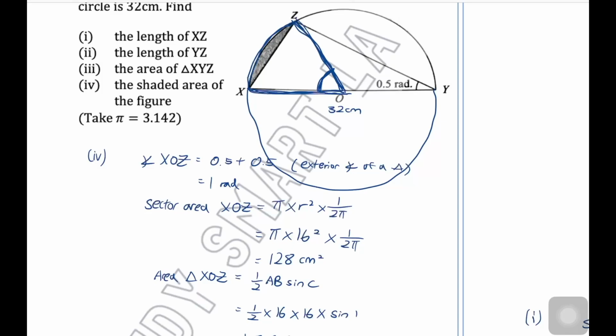Once you identify that this is the sector area that we want to find, the way to find it is going to be more straightforward already, because in the previous question, in practice 1, we have already found sector area before, so it should be a little familiar. All right, so let's go ahead and find the sector area.